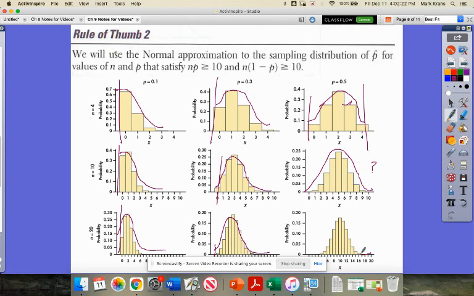But here, it definitely flattens out, and we get our normal curve because my np is 10. There's 10 successes, and my nq, 10 failures, is also 10. And that's when you really achieve the ability to use normal approximations, np and nq both greater than or equal to 10. So let's try a problem.